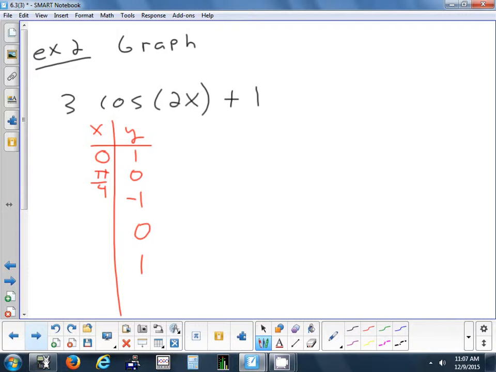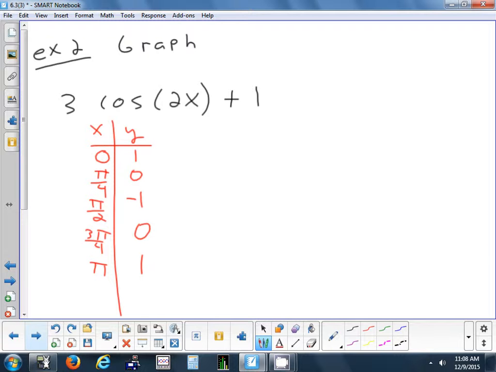Now, if you look at the pattern, what's the gap between 0 and pi over 4? It's pi over 4. So then we've got to keep adding pi over 4 each time. If you get something like 2 pi over 4, just reduce it. So what's the next one? Pi over 2. Next one? 3 pi over 4. And then the last one would be 4 pi over 4, or just pi.